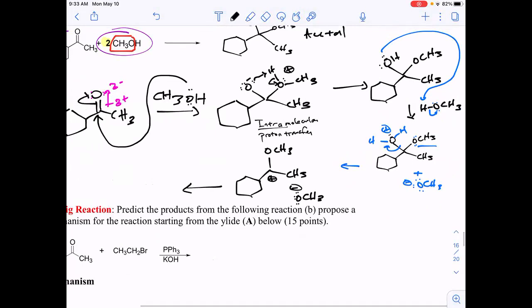What's my final step? The methoxide attacks the positive charge. Yeah, it's just a nucleophilic attack on the plus charge.